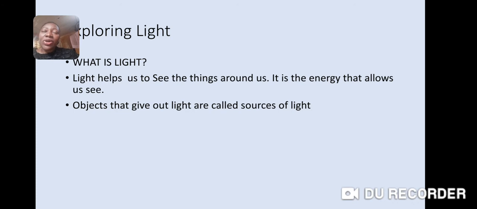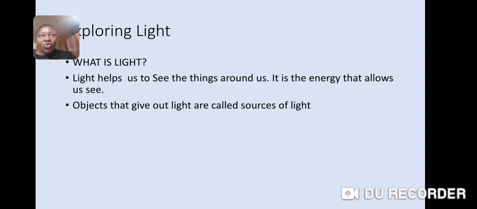Okay, now can we open our eyes? Wow, this is better. I can see the things around me. I can see beautiful colors. Now I can see because there is light. So when there is no light, we cannot see. So what is light? Light helps us to see the things around us. Light is the energy that allows us to see. Without light, it's going to be dark and we won't be able to see anything.